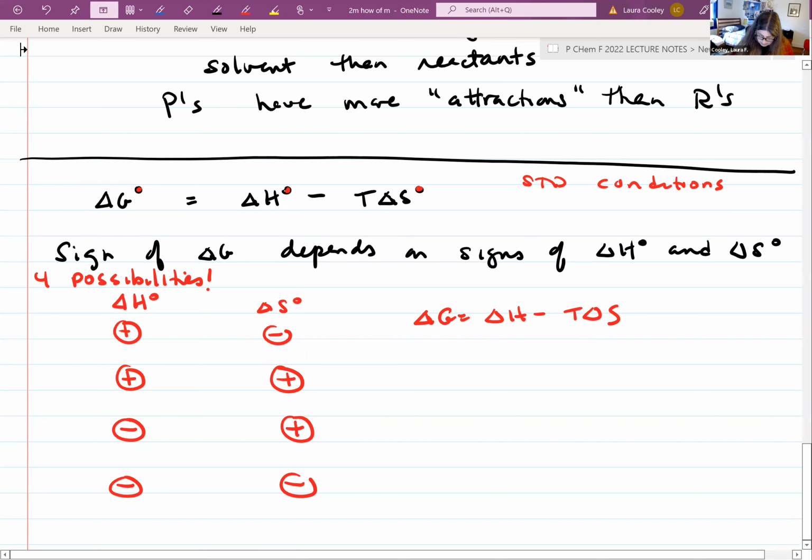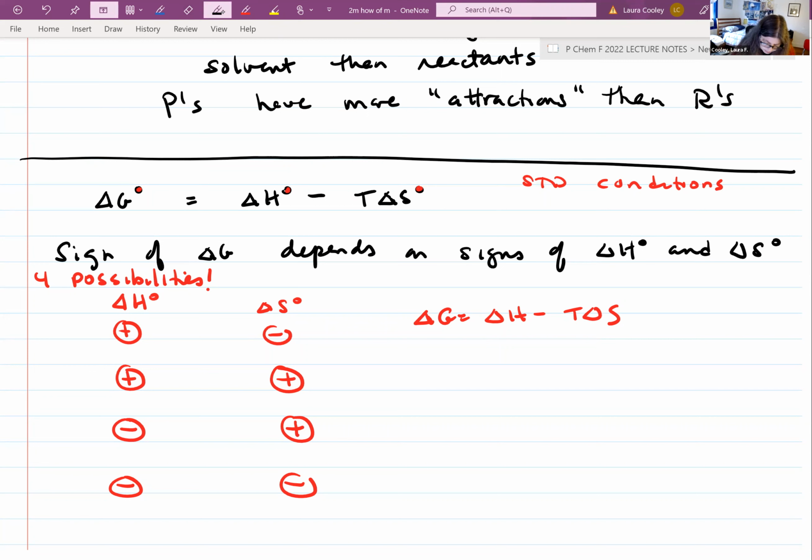Well. Anyway, so delta H is positive. Delta S is negative. So that means minus T delta S will be positive.